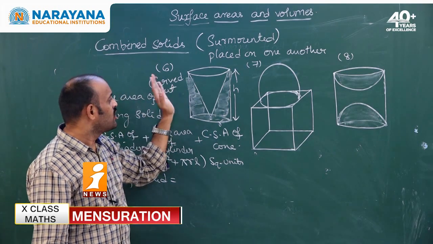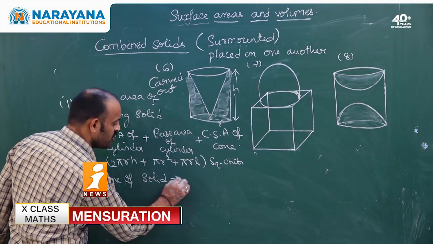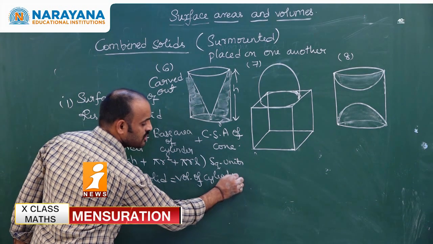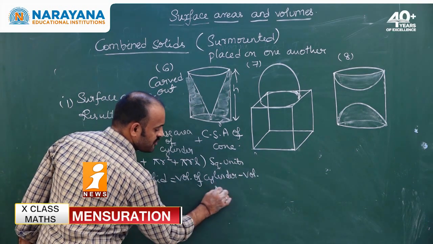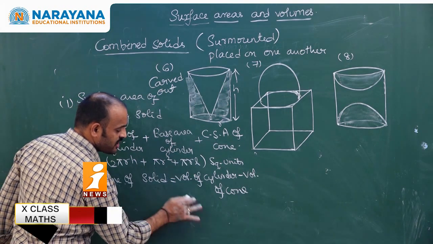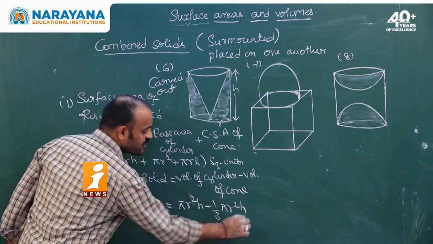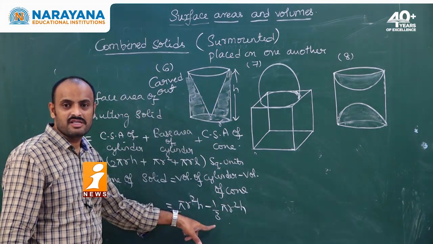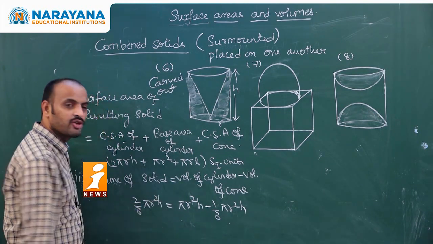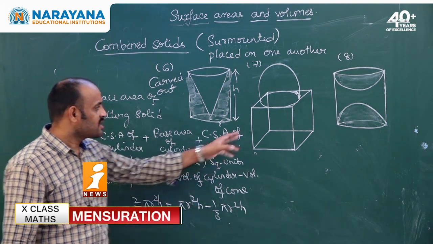That means volume of the cylinder minus volume of the cone. What is the volume of cylinder? Pi r square h, minus, what is the volume of cone? 1 by 3 pi r square h, because with the same radius and the same height, which gives you 2 by 3 pi r square h cubic units. Substitute radius, substitute height. Next comes one more thing.